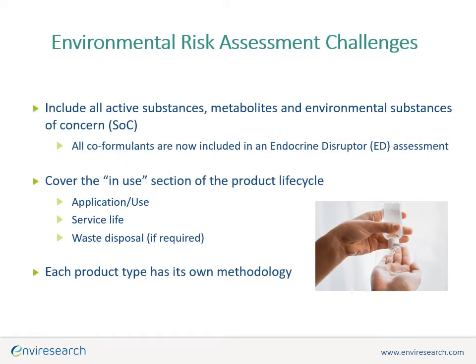So, what are the challenges for environmental risk assessments? The biggest challenge is to make sure that you need to cover all active substances, their metabolites, and any environmental substances of concern. All of the co-formulants within the formulation are now included as part of an endocrine disruptor assessment as well. For environmental risk assessments, we must cover the in-use section of the product life cycle, which is the application and use, the service life, and sometimes the waste disposal as well. And within this, each product type has its own methodology.